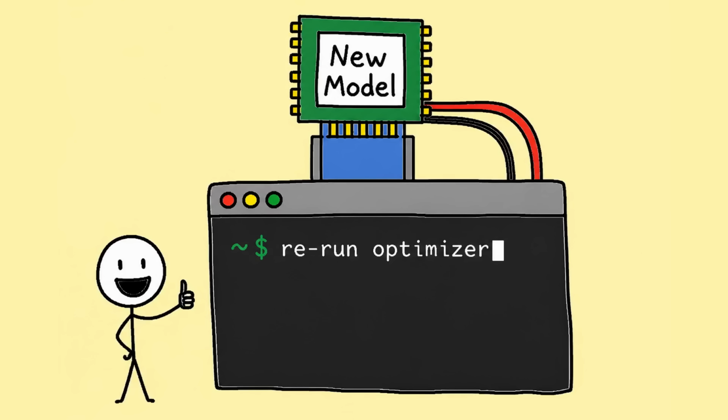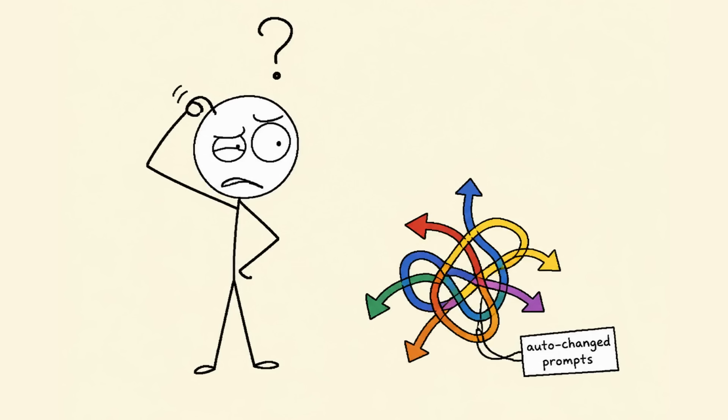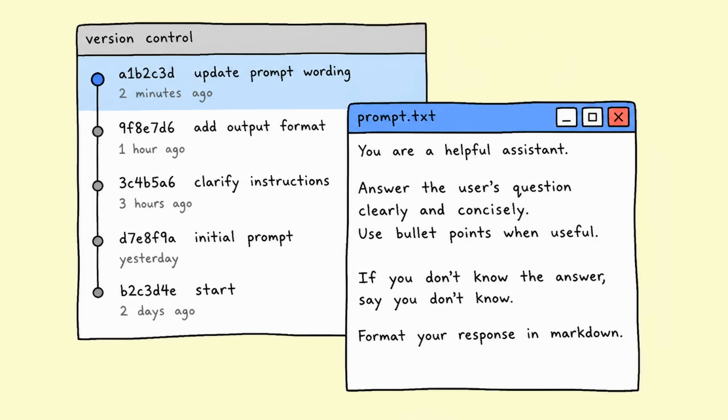When the model changes, you just rerun the optimizer instead of rewriting prompts by hand. The honest catch, though, and the critics have a point here, is that the optimizer is a black box on top of a black box. It changes your prompts under the hood, so when something goes wrong, it's harder to debug. And some teams genuinely prefer explicit, version-controlled prompt text they can just read.